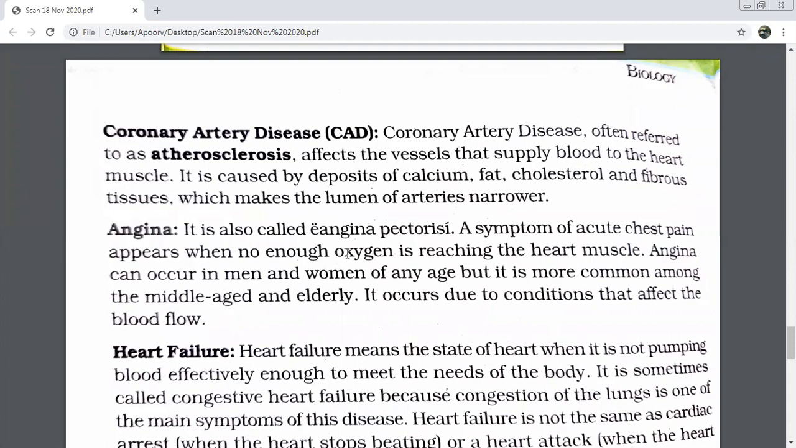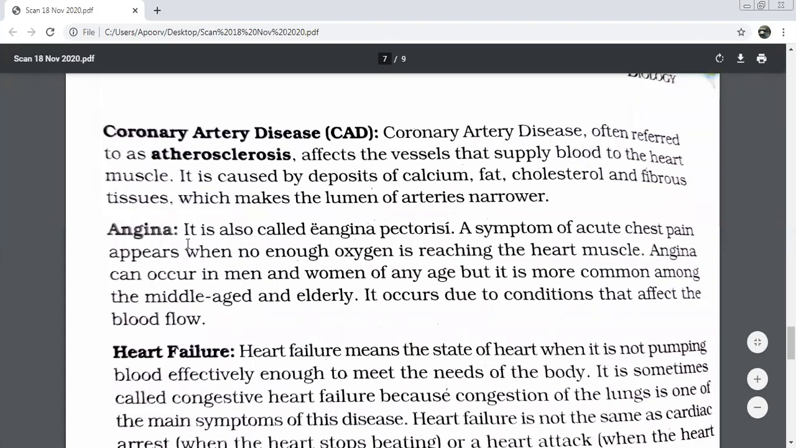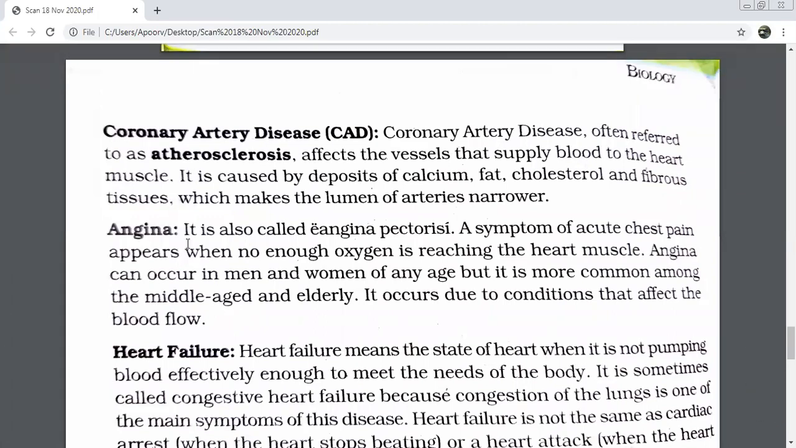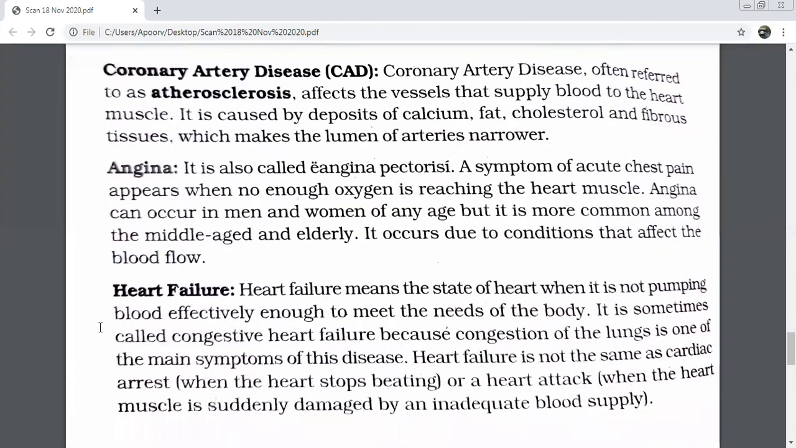So this is the first step. When oxygen is not reaching the heart muscle, there's an acute pain in the chest. What is this pain called? Angina. So basically oxygen is not reaching, so it is angina. And if your heart is not pumping the blood, then it is heart failure. Understand the difference? Pain occurs when enough oxygen is not reaching, and that pain is called angina. And if the heart has stopped pumping blood, it is heart failure.